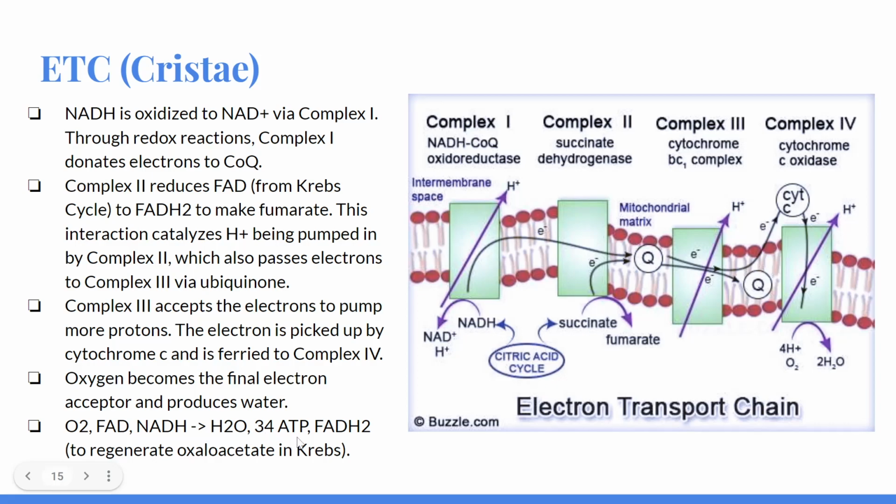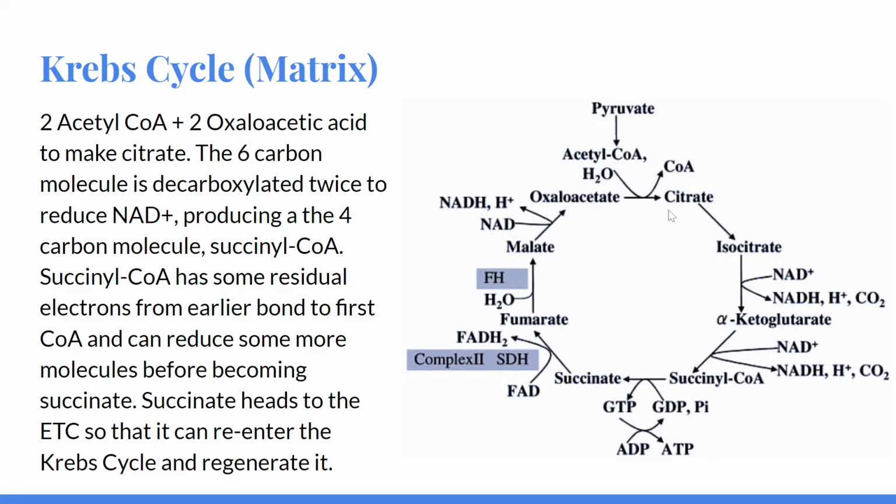I would usually put a range like 28 to 34, somewhere within that range, because reactions aren't perfect. And then FADH2, which all goes back to regenerate some of the products in the Krebs cycle. I think with the Krebs cycle, you just need to know how much carbon each has. You don't need to know names like alpha ketoglutarate.